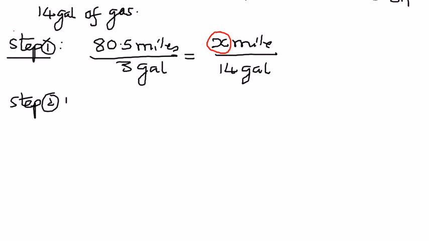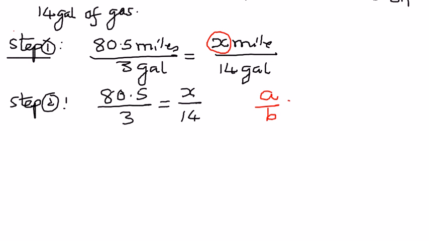We can simply write this as 80.5 divided by 3 is equal to x divided by 14. We can use our proportions rule, which tells us that if we have two ratios, one being A over B, and we equate it to another ratio, C over D, we can figure out the unknown quantity by cross multiplying. A times D is equal to B times C.